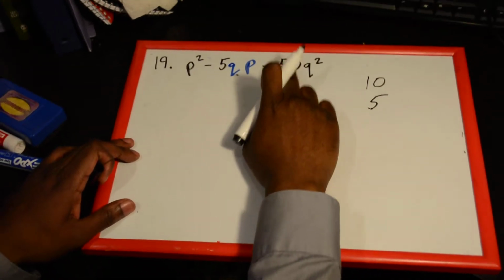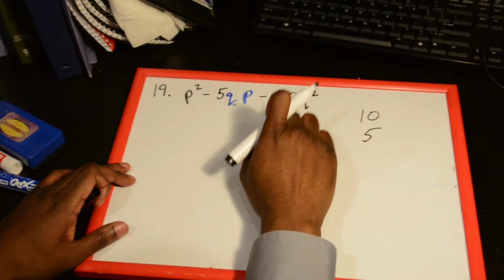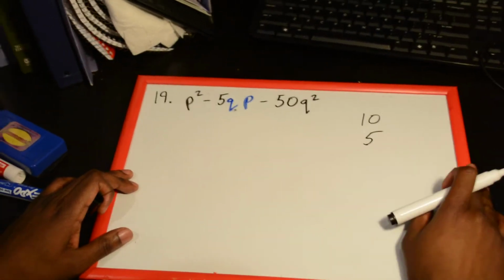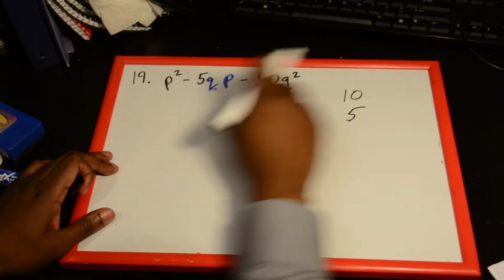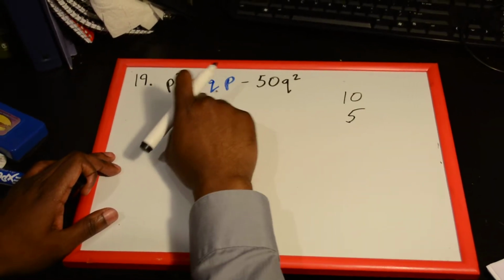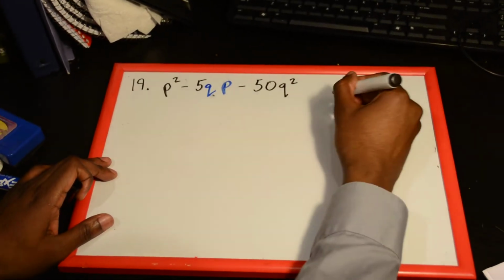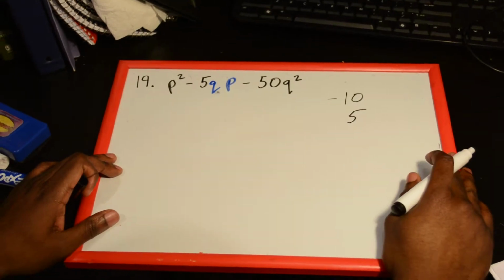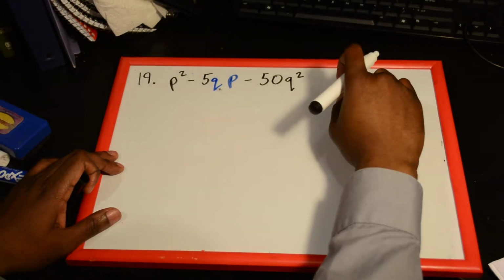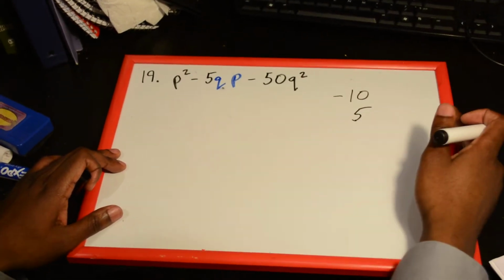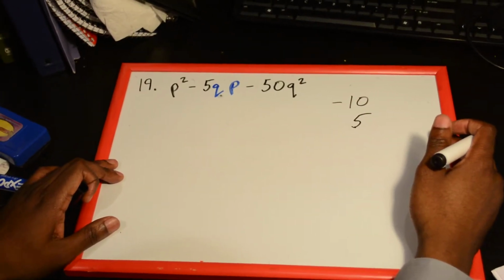Since we have a negative product, one of these numbers has to be negative. It's going to be the larger number since the sum is negative. So the 10 is going to be negative. All right? If it was a positive 5, the 5 would have been negative and the 10 would have been positive. All right? But moving on.